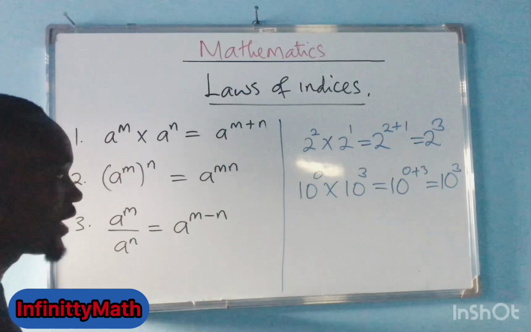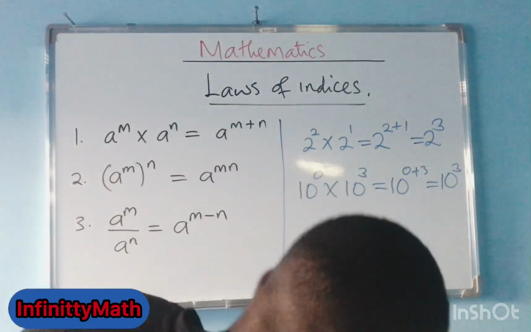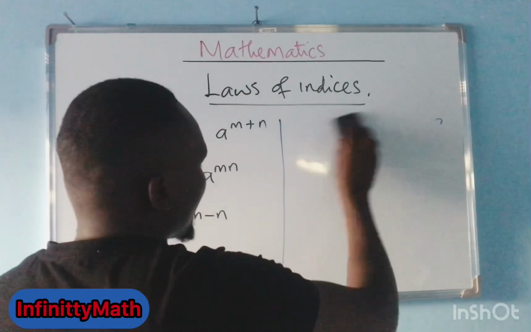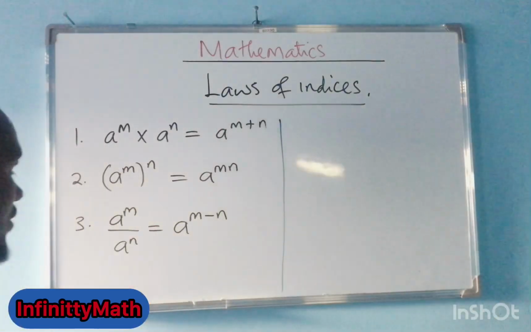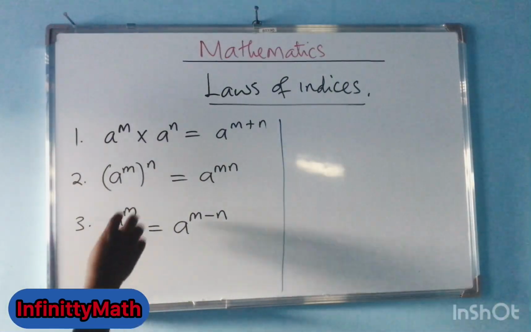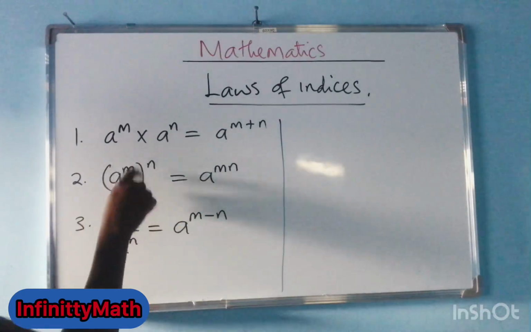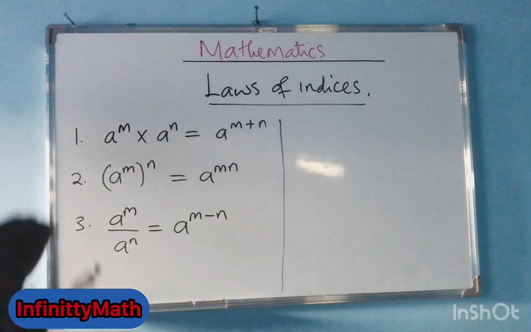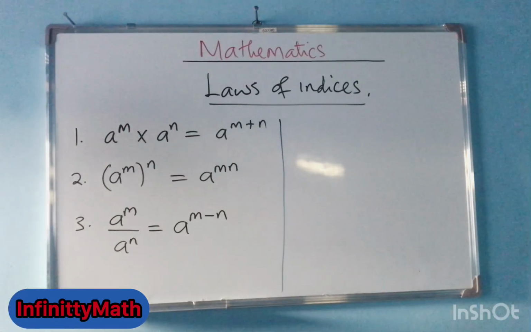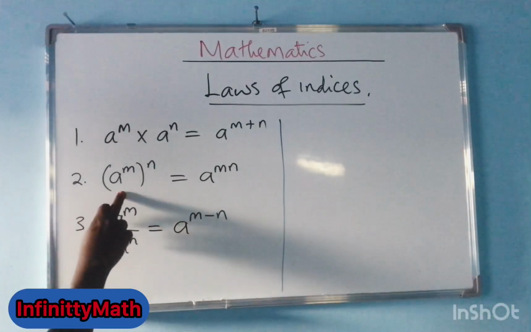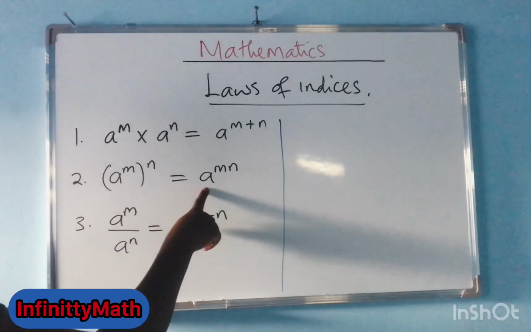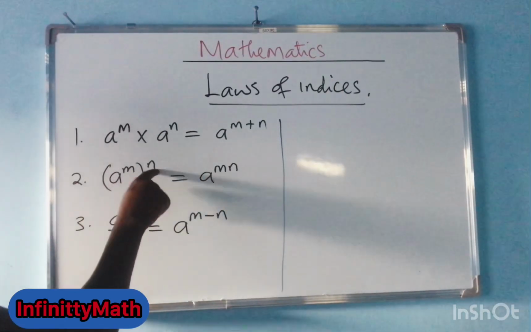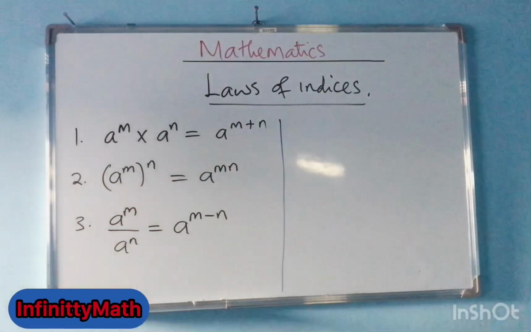With that said, we can go to law number 2, the second law. The second law is saying, given a base in brackets raised to some exponent m, then enclosed in brackets and raised to the exponent n, what we can do here is just get the base and multiply the 2 indices. You multiply the m that is inside with the n that is outside. This is quite easy to understand.